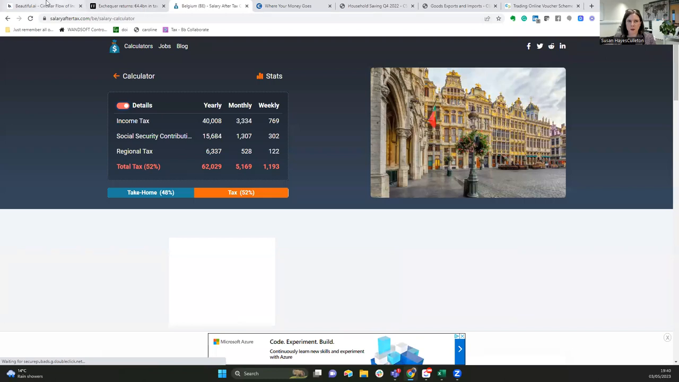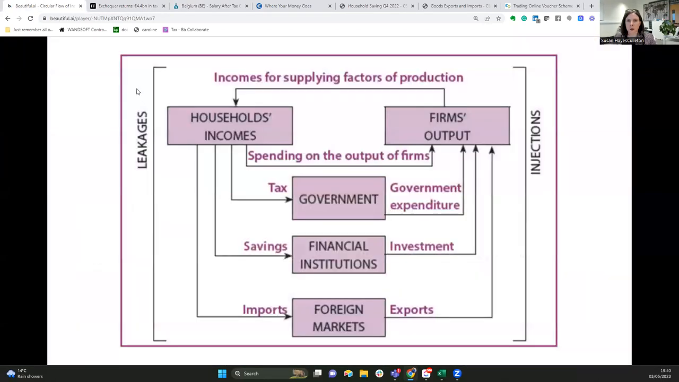In the case of Belgium, there is a far bigger leakage than in Ireland. Far, far bigger leakage, because there's far more tax that you would pay out of your take-home pay in Belgium than you would in Ireland.